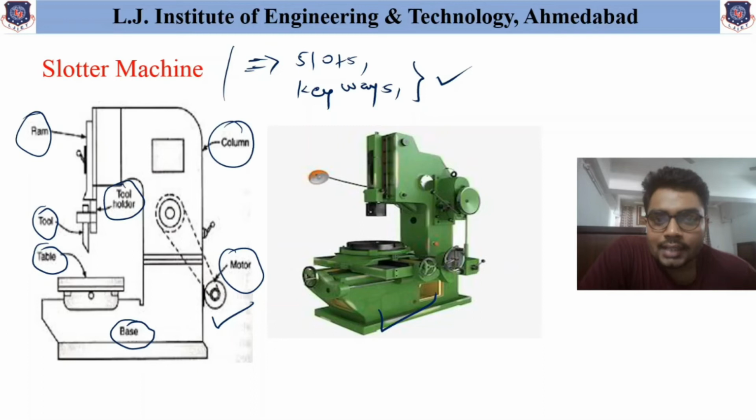And the mechanisms available in the case of this slotter machine are similar to those of the shaper and planer machine. Based on the requirement, a mechanism can be used, and there might be a variation in the mechanism used in the case of the slotter machine. So in this lecture we have discussed the major working of this slotter machine and the basic important parts available in it.